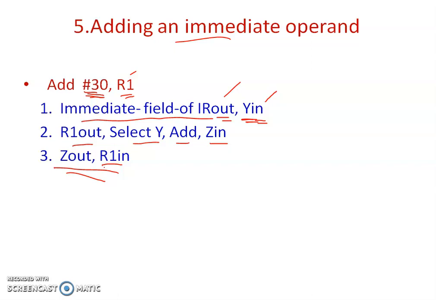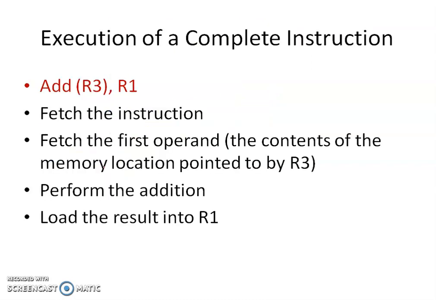Now, the next important thing we are going to see is how to fetch and execute a complete instruction. Theoretically, we have learned that in order to execute any instruction, you need to fetch the instruction from the memory. So from the starting stage till the end of execution, how the entire process is done, we are going to learn next based on the 5 operations that we have discussed till now.